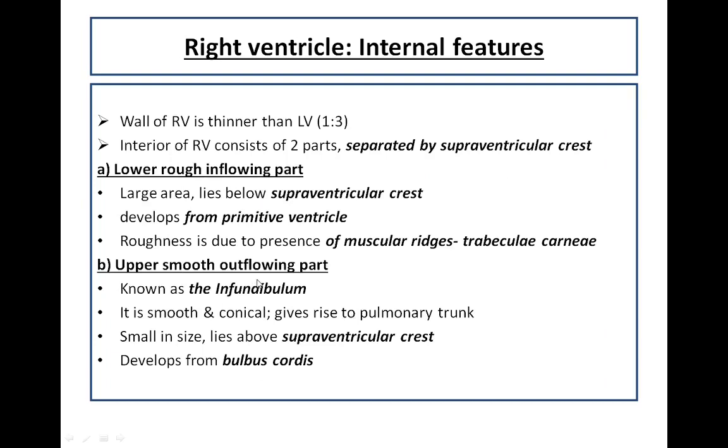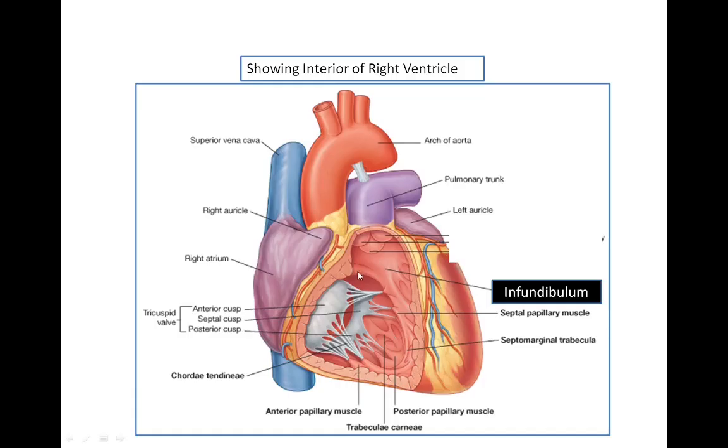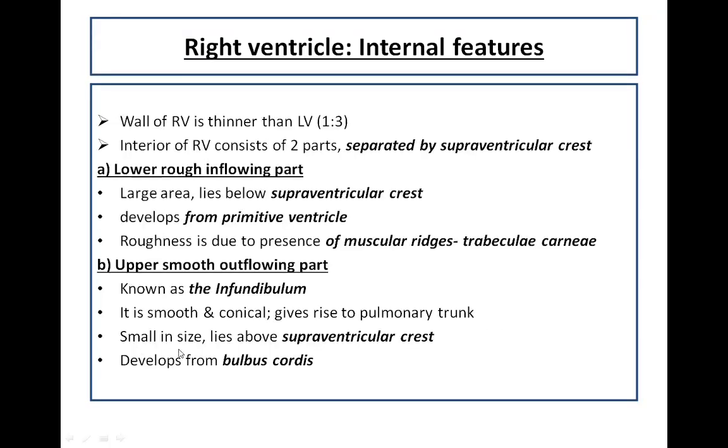Then the upper smooth part is called the outflowing part, known as the infundibulum. It is smooth and conical and gives rise to the pulmonary trunk. See here, this gives rise ultimately to the pulmonary trunk. It is small in size because the smooth part's area is smaller than the rough part, and it lies above the supraventricular crest, and it develops from the bulbus cordis, not the primitive ventricle.